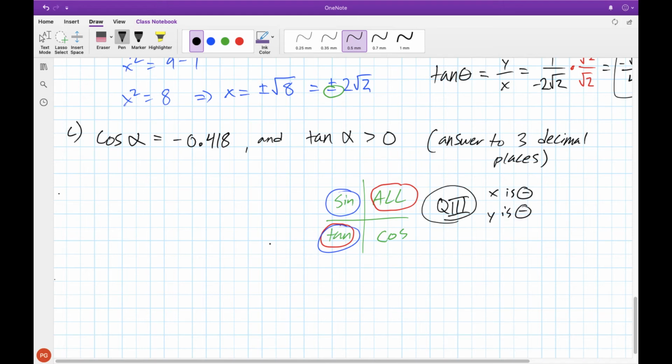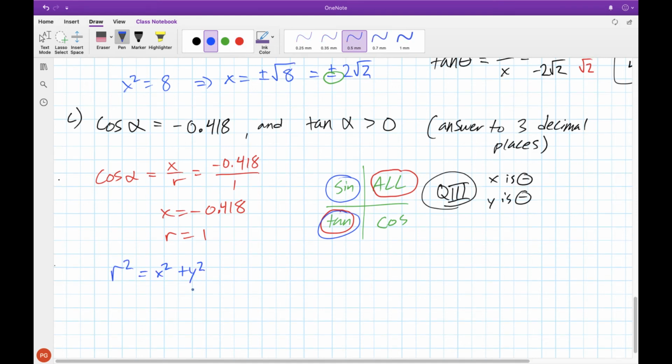But we're still going to use the exact same thing we did before. The cosine of our angle is going to be x over r. Now, we don't have a fraction in this case, but we can take any decimal and turn it into a fraction pretty easily, just by putting it all over 1. So we can see that x needs to be our negative number, since we know x is negative in quadrant 3, and r is just going to be 1. Again, r is always positive.